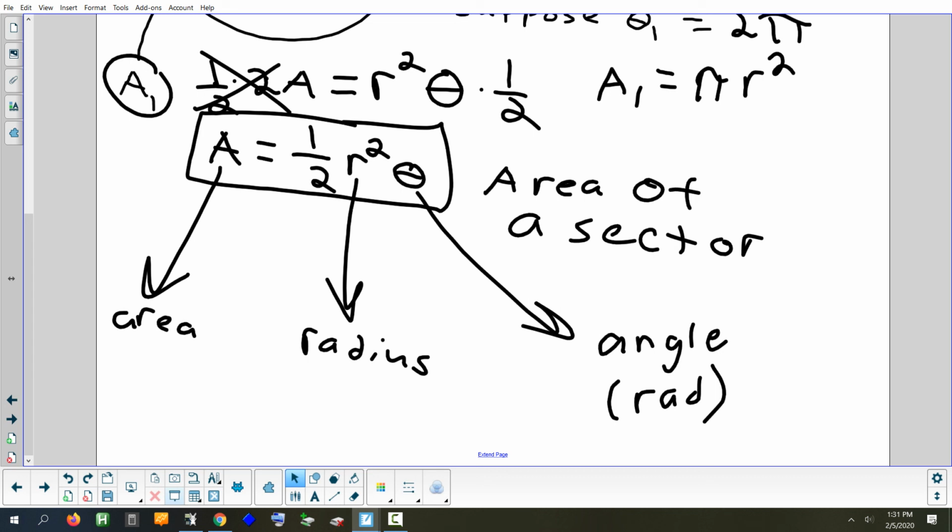There's 3 variables. They're always going to give you 2 out of 3. Plug in the 2 you know, find the one you don't know. I think the longest one is when you don't know R. That's the one that involves the most steps. When you don't know A, not bad. When you don't know theta, it's not that bad. When you don't know R, it takes a little longer. We'll try one of each.